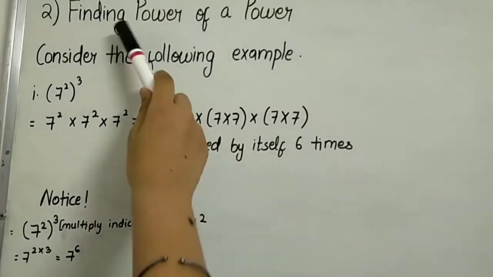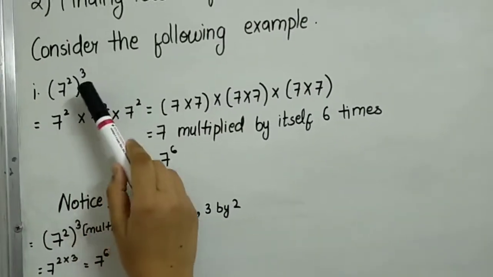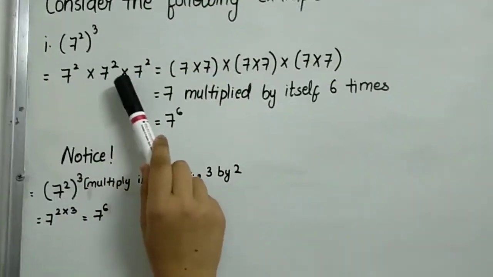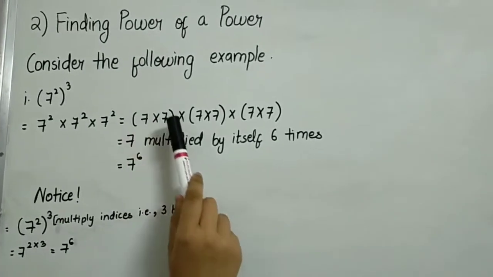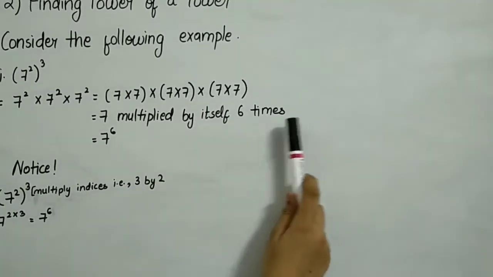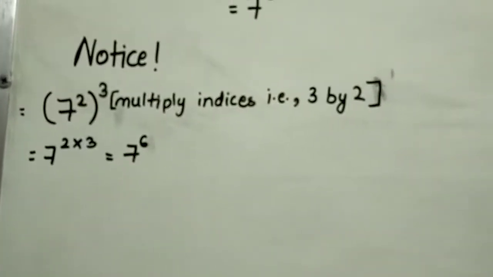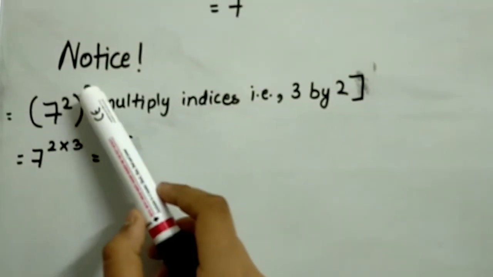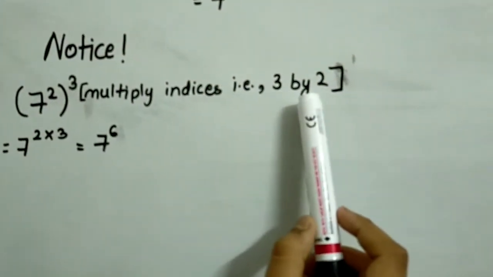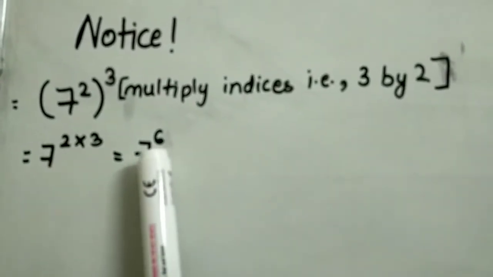Now we will study how to find the power of a power. Consider the following example. 7 to the power 2, whole to the power 3. 7 to the power 2 into 7 to the power 2 into 7 to the power 2 equals 7 into 7 into 7 into 7 into 7 into 7. 7 multiplied by itself 6 times. So the answer is 7 to the power 6. Same way, we can multiply the exponents, that is 2 into 3, equals 7 to the power 2 into 3 equals 7 to the power 6.